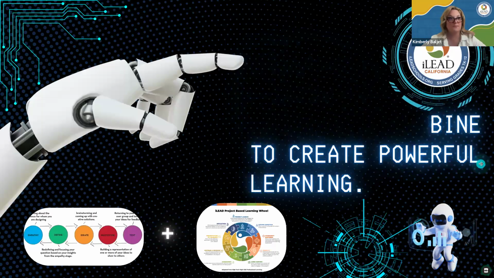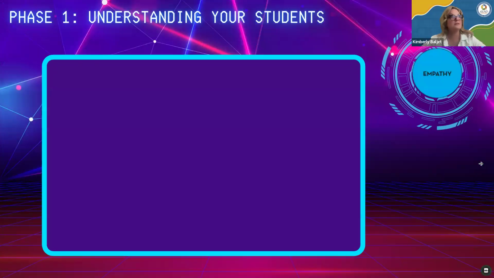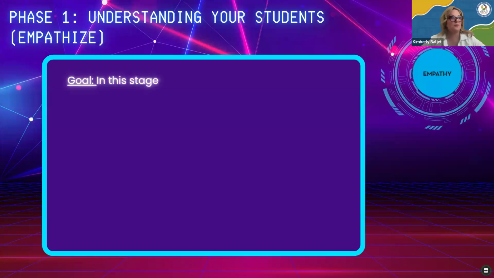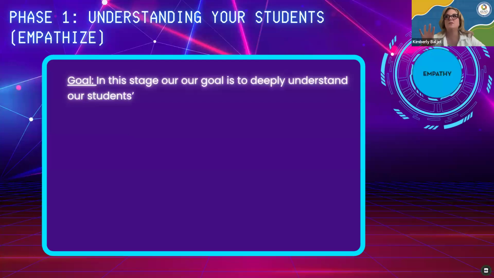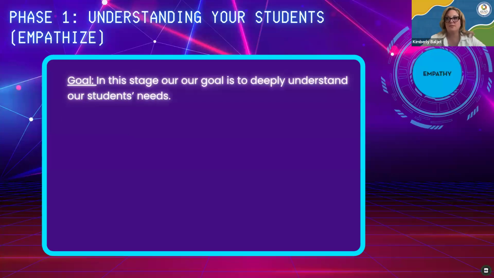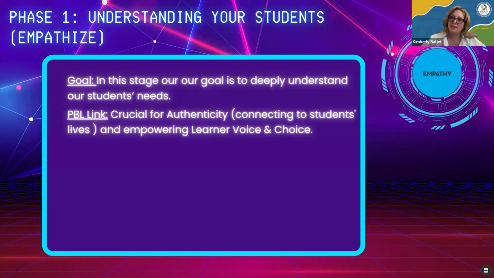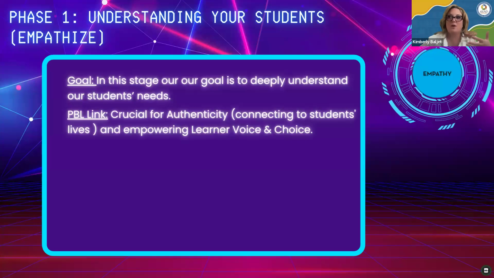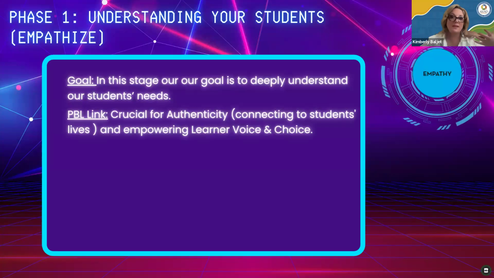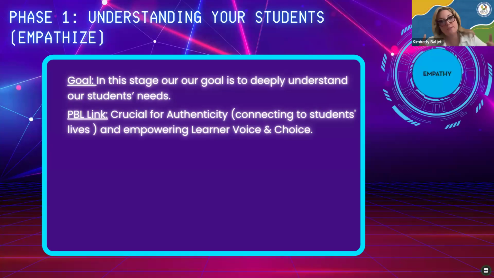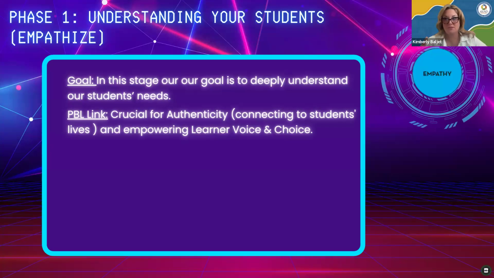All right, so for synergy, this is how these two frameworks combine to make powerful and authentic learning opportunities. Understanding your students, you have to really be able to understand them. So our goal in this stage is to deeply understand our students' needs. And we want to think about PBL at this stage: it has to be authentic. It has to empower their voice and choice. If they don't care about climate change, we're not going to force them to do a project on climate change.